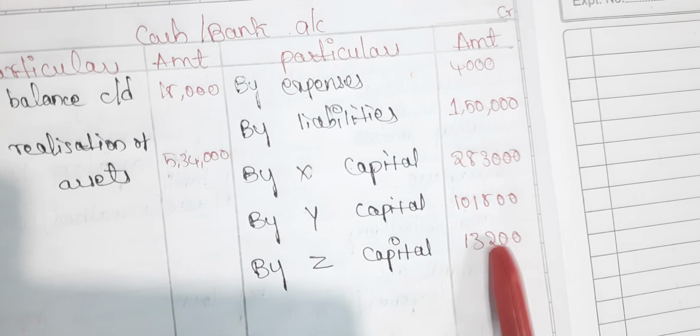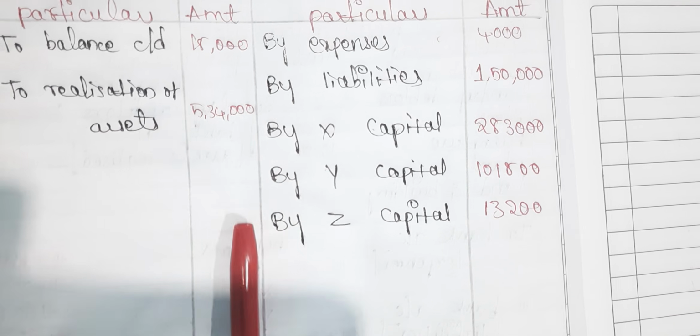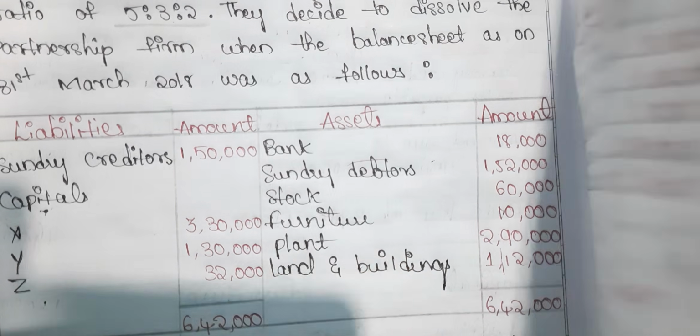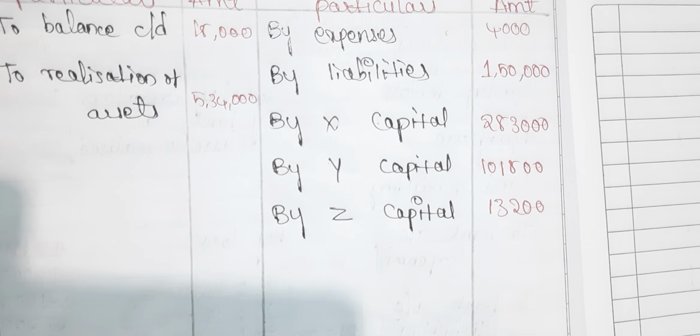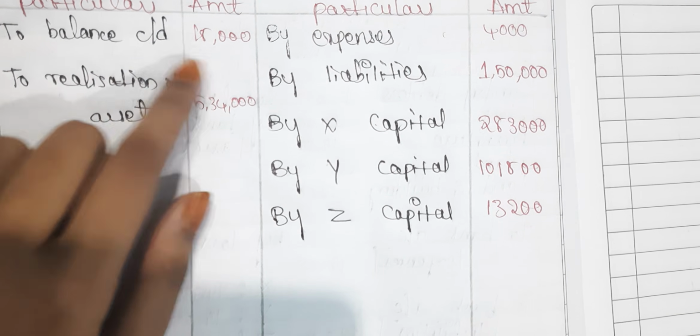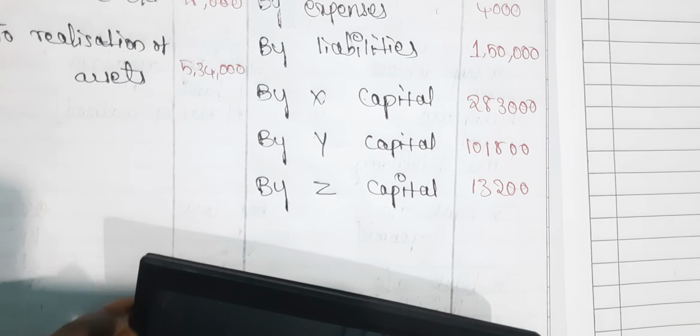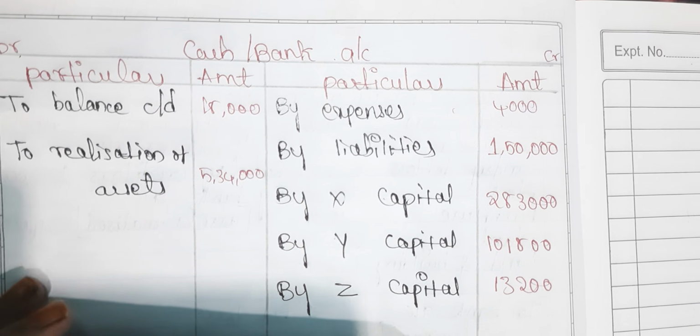Done. After this we need to add all these and we need to add all these. Nothing you need to take in the realization account. Whatever bank is there, you need to take here, and the opening entry you need to take, and you need to add. After adding, if both the sides are equal, then your answer is correct. Otherwise you have done some mistakes.